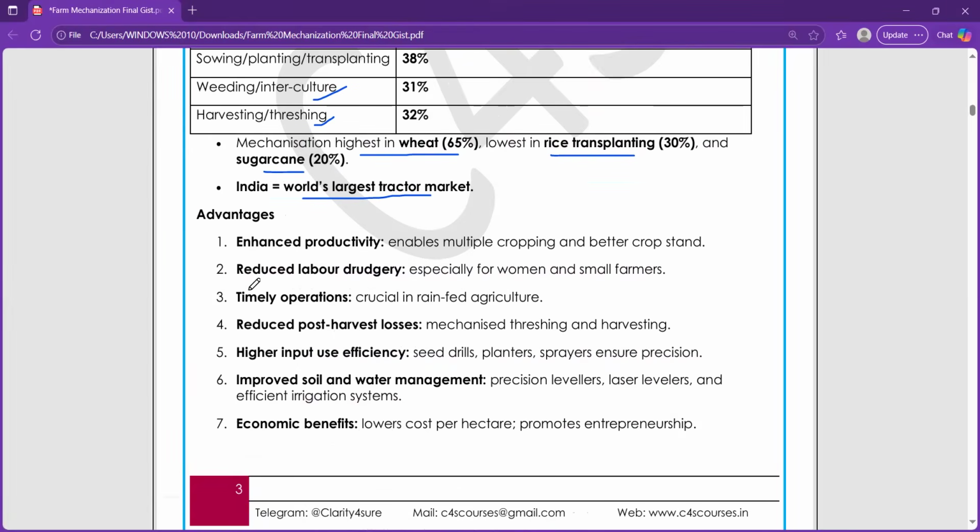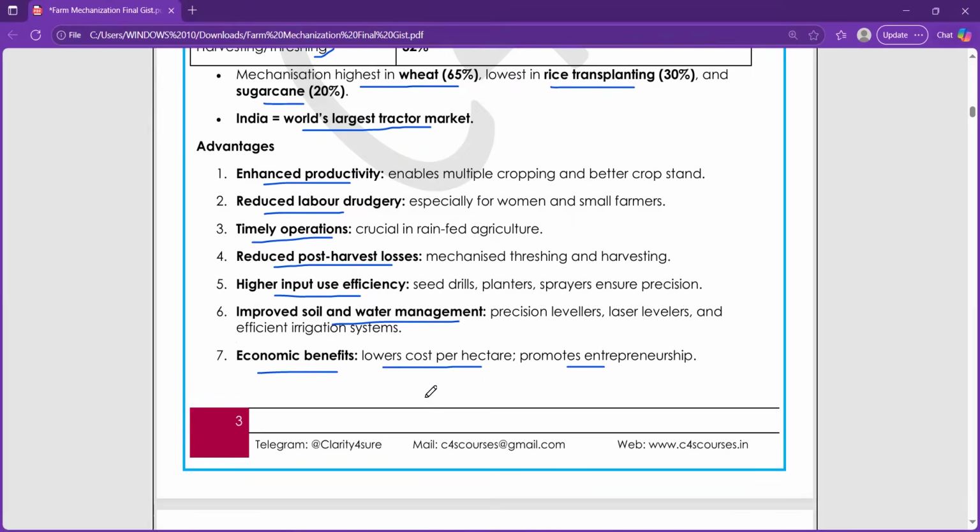Okay, so here are the advantages, which I have repeated here. Mechanization helps in enhancing productivity, reduces labor drudgery, helps in timely operations, and also aids in reducing post-harvest losses. It aids in more input use efficiency. Then there is improved soil and water management because of mechanization, and ultimately economic benefits like lower cost per hectare and promoting entrepreneurship. Okay, so these were all the advantages of mechanization.